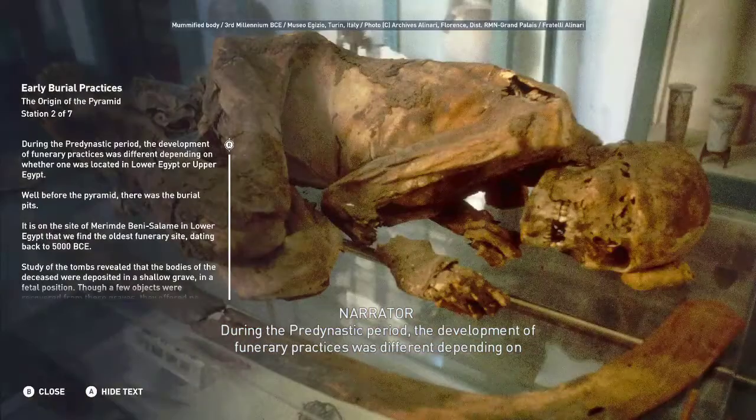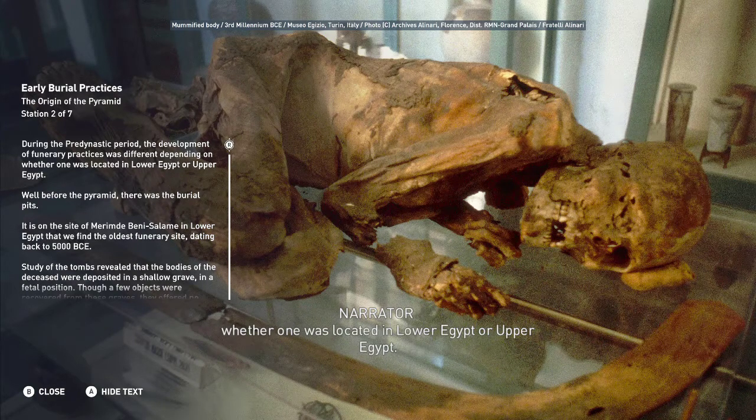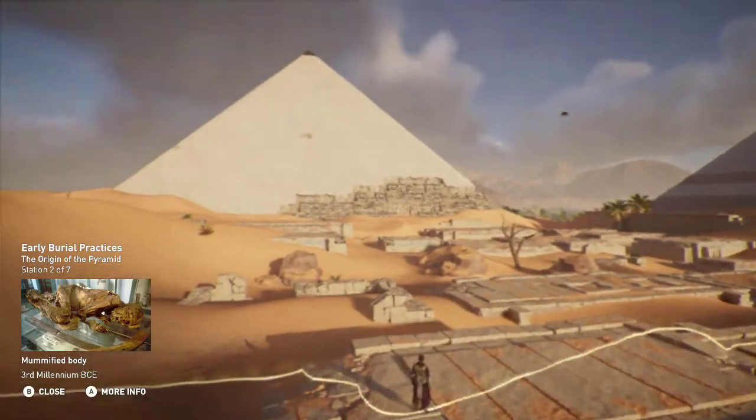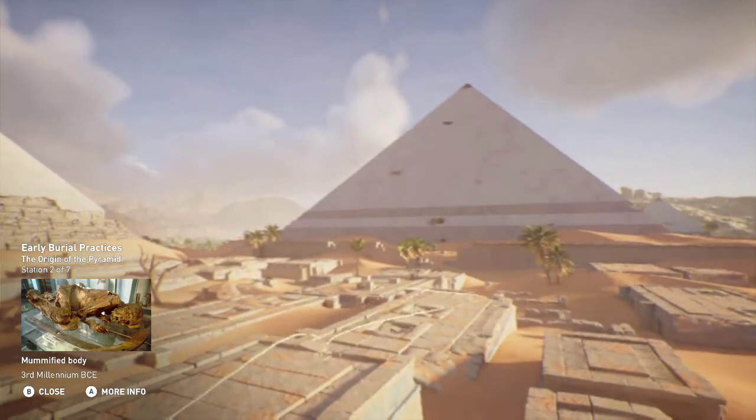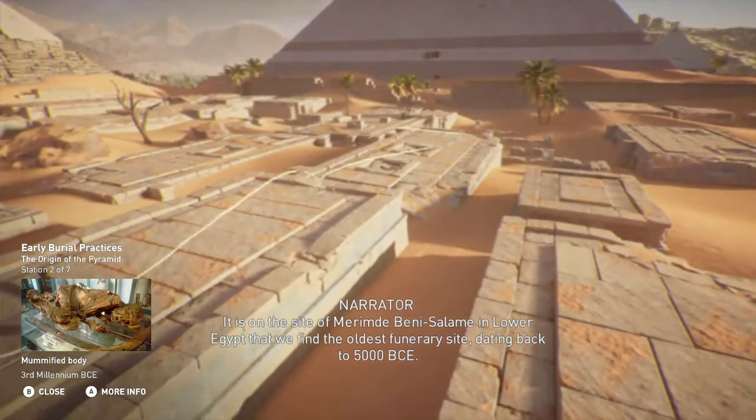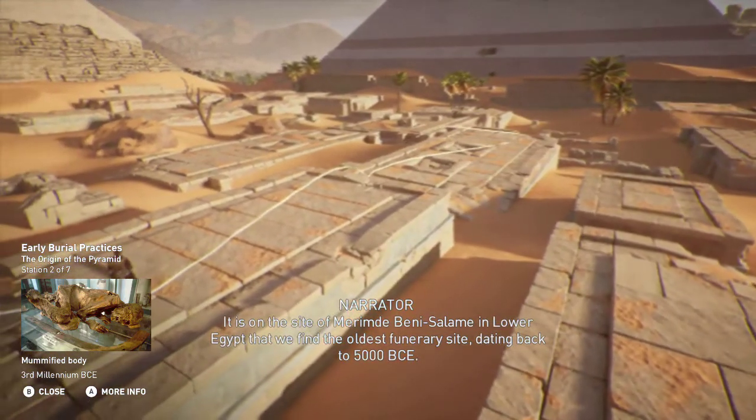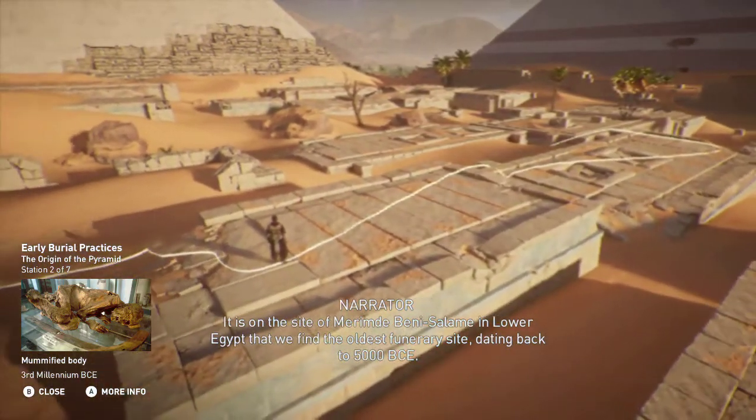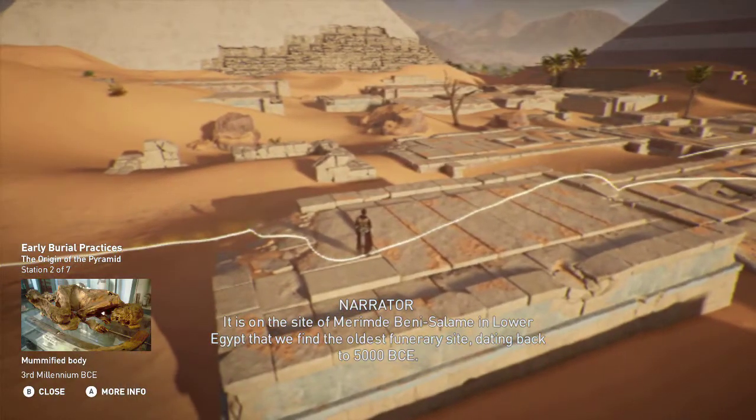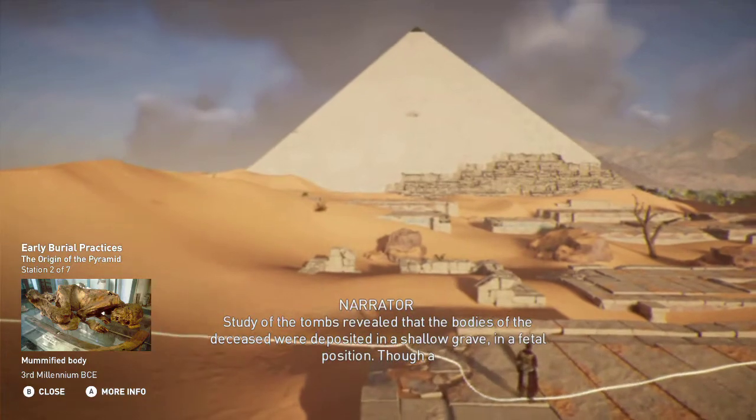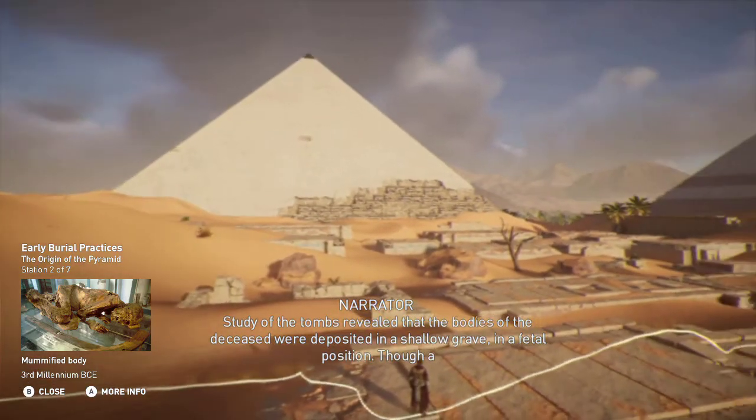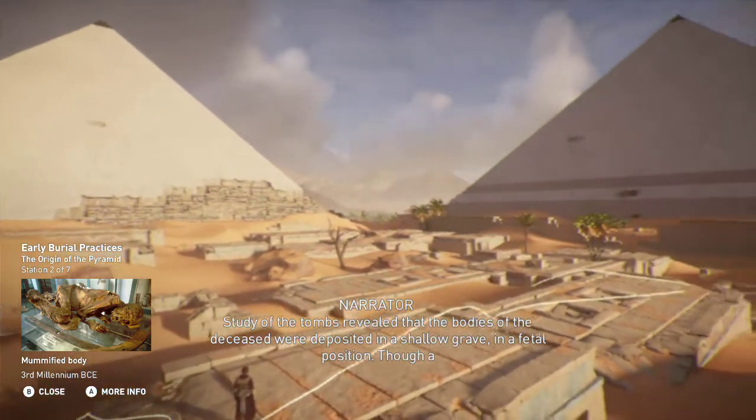During the pre-dynastic period, the development of funerary practices was different depending on whether one was located in Lower Egypt or Upper Egypt. Well before the pyramid, there were burial pits. It is on the site of Merimde Beni Salame in Lower Egypt that we find the oldest funerary site, dating back to 5000 BCE. Study of the tombs revealed that the bodies of the deceased were deposited in a shallow grave in a fetal position.